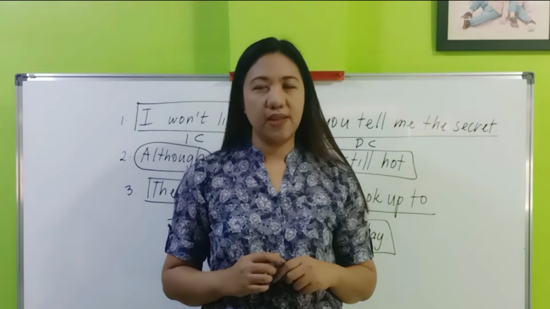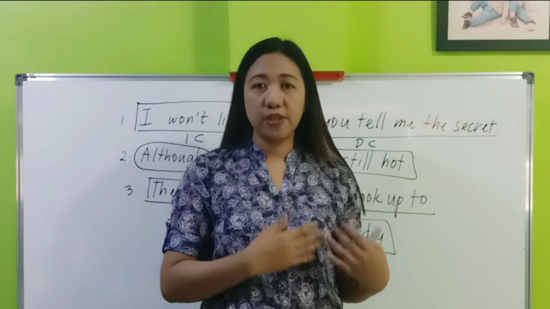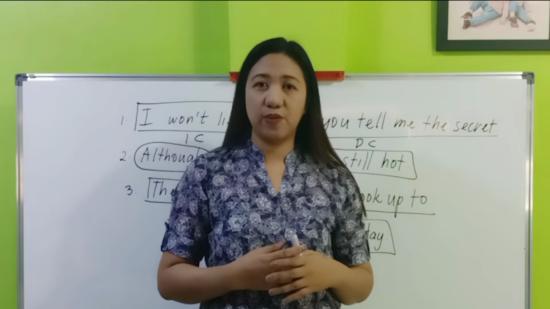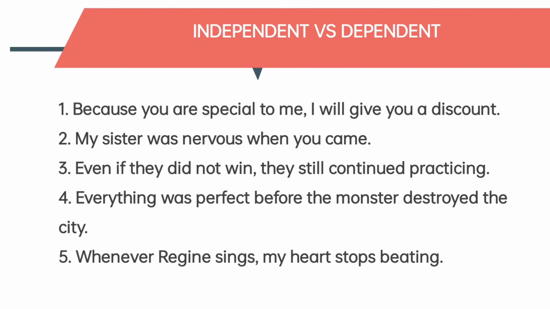Are you ready for the challenge? Take this quiz, pause this video for a while, and come back later for the answers. Let's check your answer. Number 1, because you are special to me, I will give you a discount. Independent clause is, I will give you a discount. And the dependent clause, because you are special to me. Number 2, my sister was nervous when you came. Independent clause is, my sister was nervous. Good. And the dependent clause is, when you came.